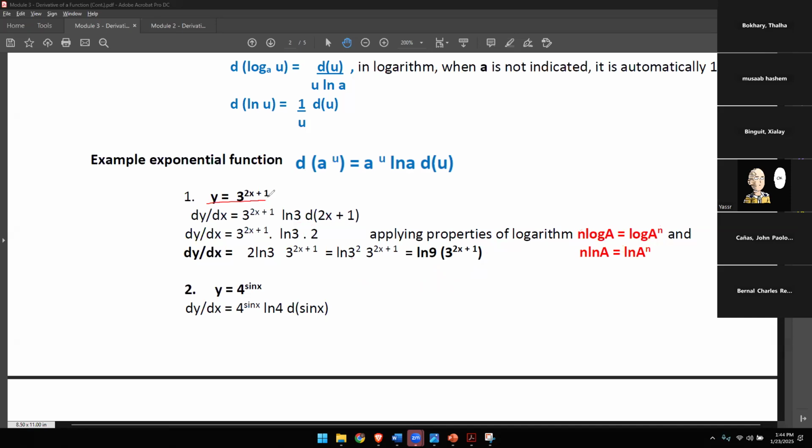So this is the given. This is your A. This is your U, that's the exponent, right? Since it has the same characteristic, we can use this exponential function formula. So your A is still this 1, and then your U is 2x plus 1. Now, just add this 1. So we have ln, and then the A is still 3, and then derivative is still derivative, and then U is 2x plus 1. Are we clear on that part?